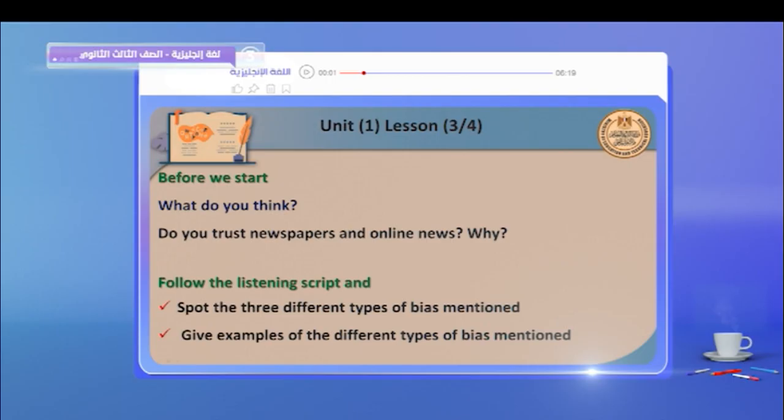Okay, follow the listening script. Let's start now. We said our opinion on this topic, newspapers and online news. Do you trust them or not? Do you always feel that they tell the truth? Everyone is free in their opinion.